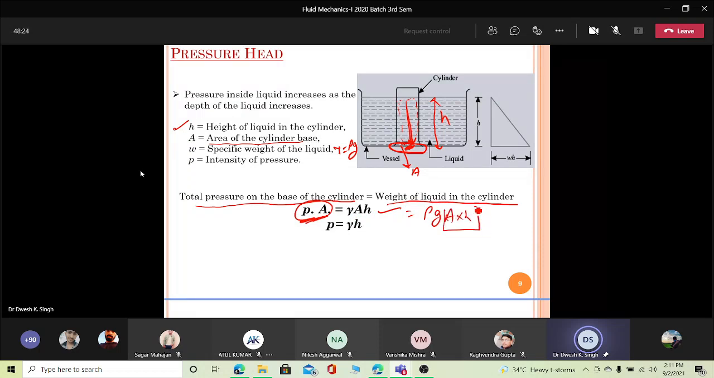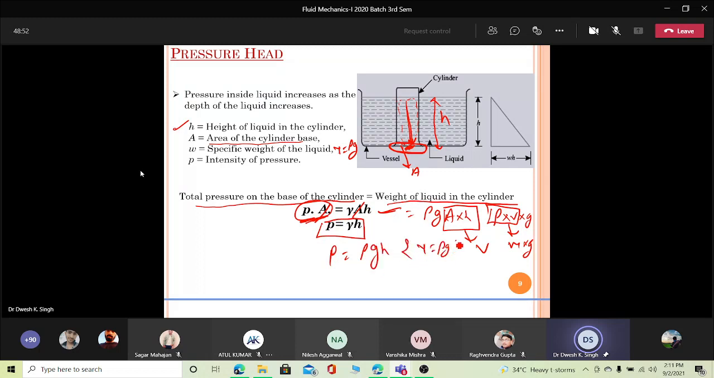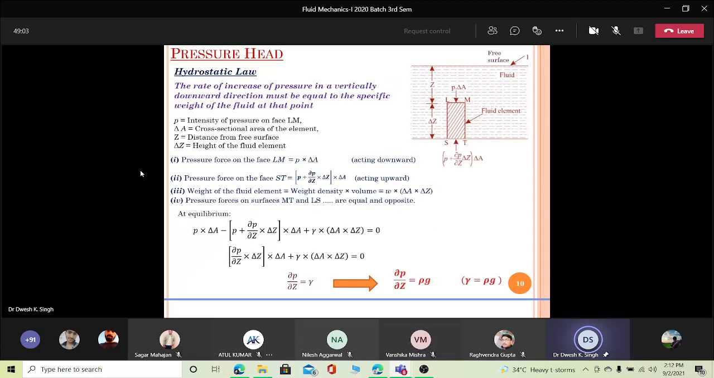Look here, area into h is actually the volume. So rho into volume into g is m into g, because rho into V is mass. The pressure force is balanced by the weight of the fluid, and this area is common, so you can cancel it out. You will come out with the equation P equals rho g h, which is gamma h, because gamma is equal to rho g. This is how you can find the pressure.